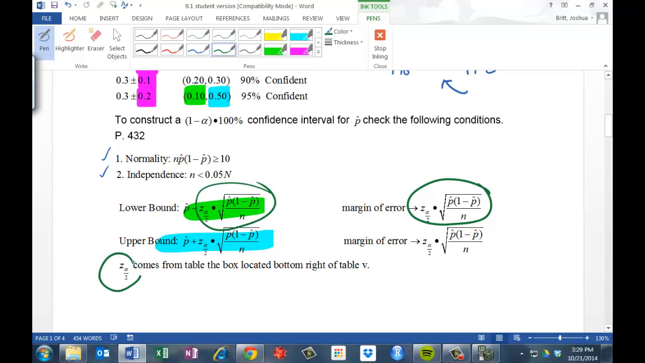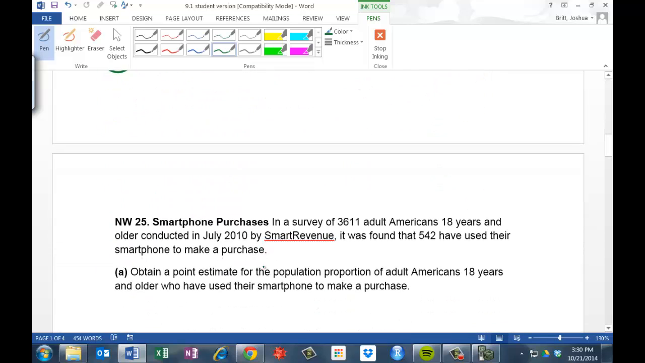If you do this by hand and look up Z alpha by 2, notice you need three things to compute this: the sample proportion p hat, Z alpha by 2, and n. And all those will be given.